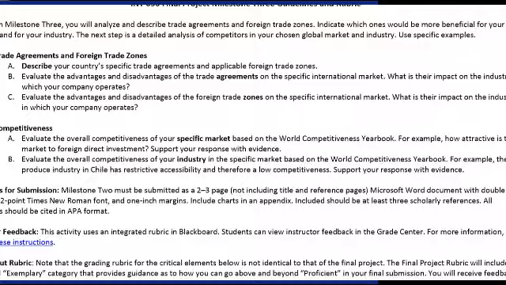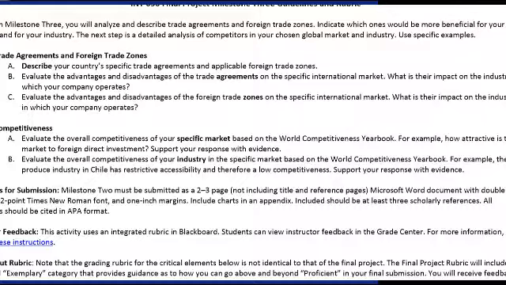You're going to talk in detail about the advantages and disadvantages of those trade agreements, and the advantages and disadvantages to that specific international market. So if you're talking about Switzerland and your company is Nestle or another chocolate company, you're going to talk about what Switzerland's specific trade agreements are, and what disadvantages and or advantages this trade agreement gives to that specific international market.